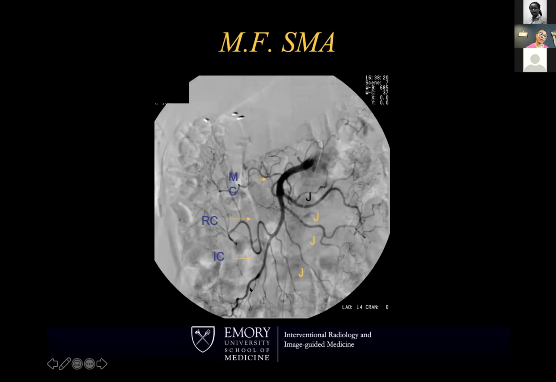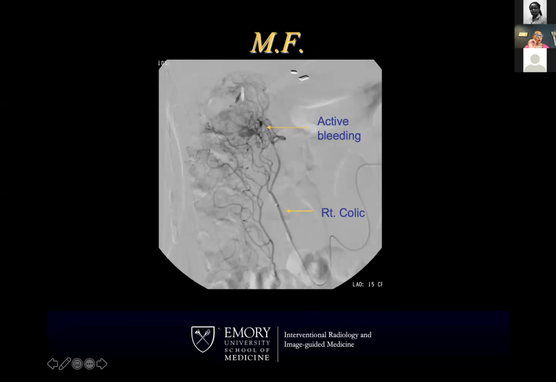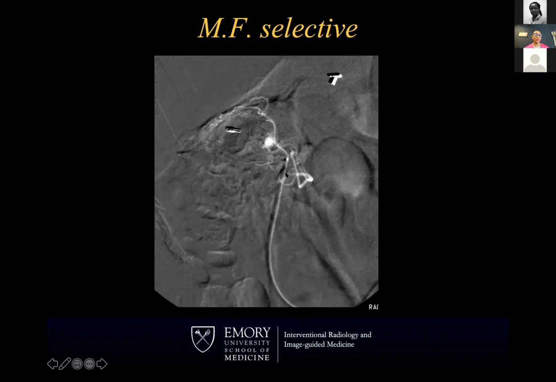So we had a big hint from the nuclear medicine scan that this is going to be a bleed in the right upper quadrant. So we're going to go right to the right colic artery. So you can see this microcatheter now in the right colic artery. And once you're super selective, here you can see the active bleeding into the colon in this patient. And so this is a different type of image play where we're able to reverse black versus white.